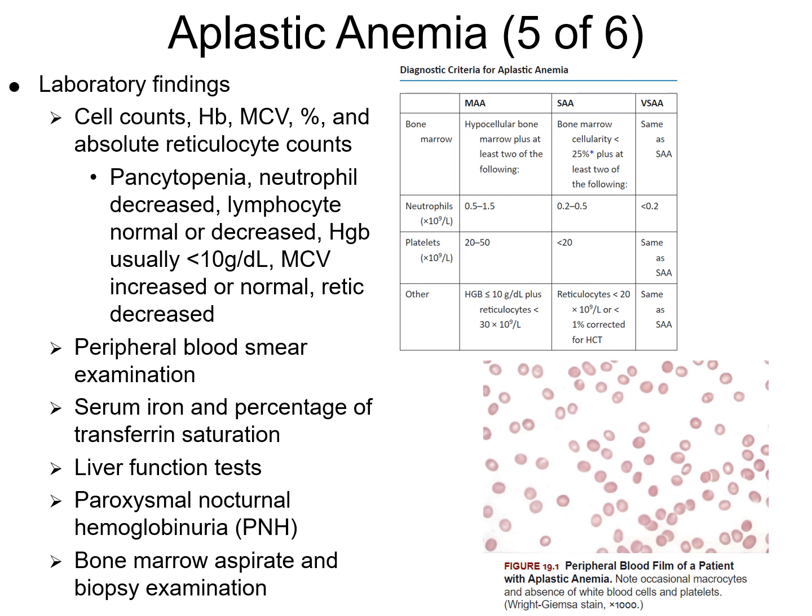Some key findings would be a pancytopenia. This is decreased counts of all those 3 blood cell lines. So neutrophils will be decreased. Lymphocytes will potentially be normal or even decreased. Hemoglobin will be low, usually less than 10. The MCV will be normal or mildly increased, so that will show that the cells are normocytic or macrocytic.